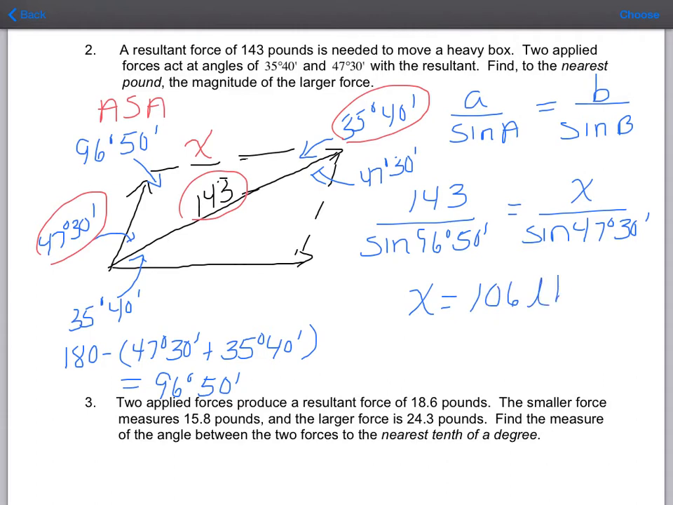If you didn't, you're going to want to check your cross multiplication, making sure that you're actually putting in the degree and minute symbol when you're plugging it into the calculator. All right, let's go on to number 3, our very last problem for today.